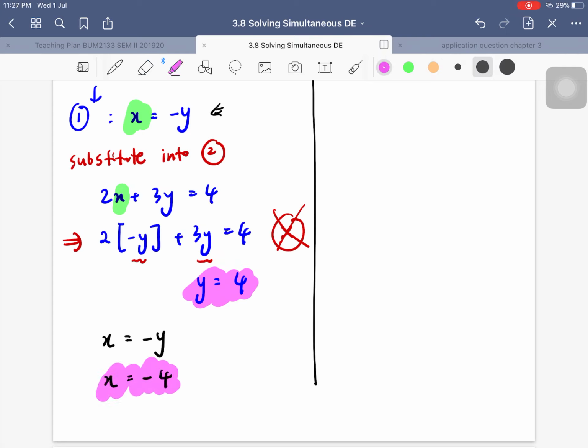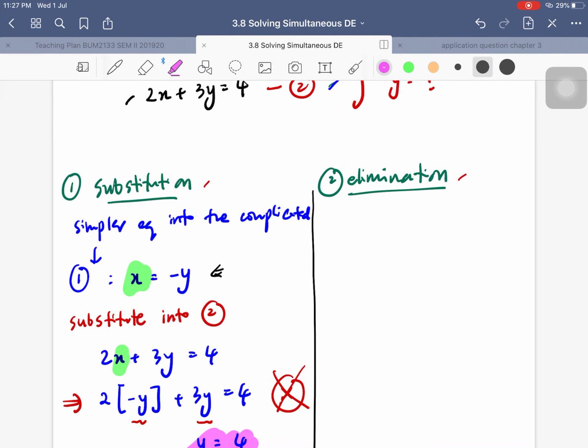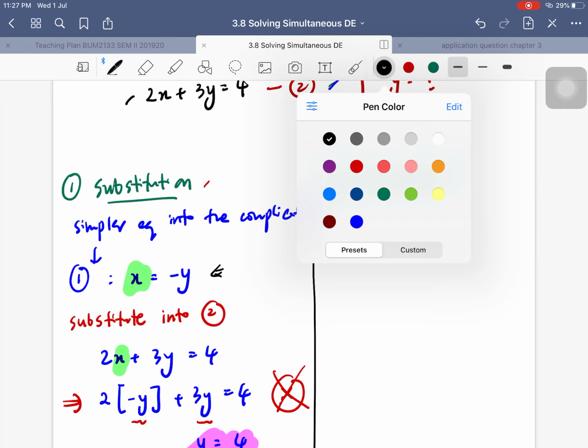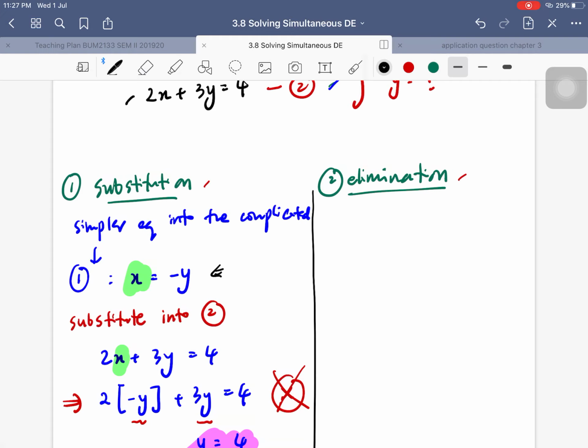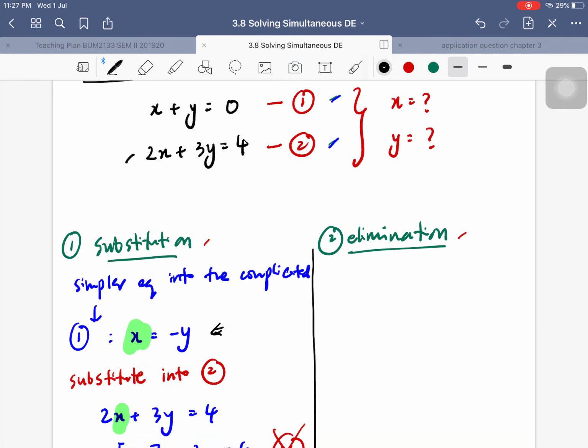It doesn't matter which one you find first. You can either find x first or find y first. That will be the same idea for the case of simultaneous differential equations as well. Alright. And if you don't want to use substitution, there is another method, which is called elimination. Actually, if you ask me, I'm not really comfortable with the idea of substitution. When it comes to simultaneous differential equations, I always use elimination. I'm used to that, but it's up to you. I'm giving you options over here, so feel free to choose.